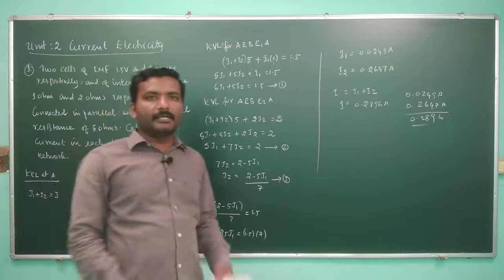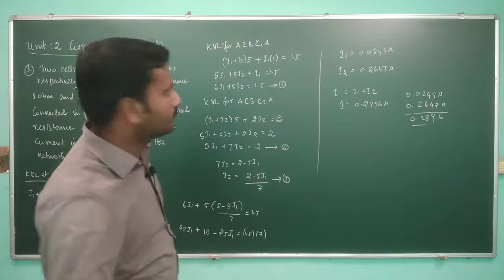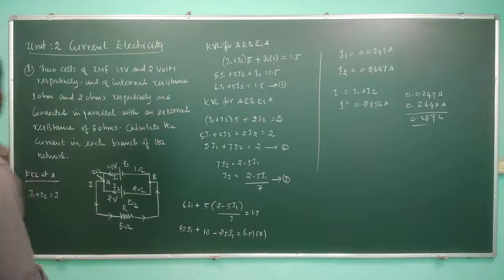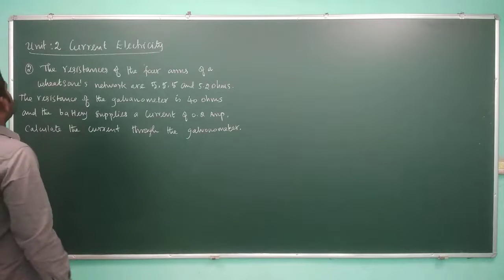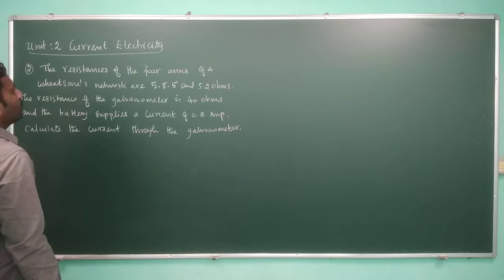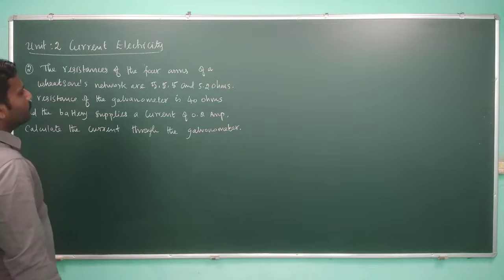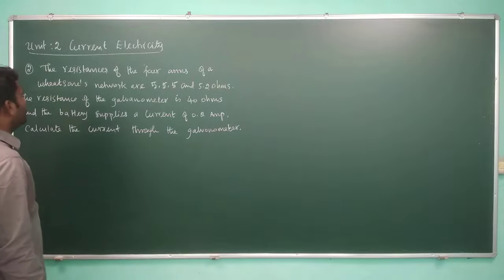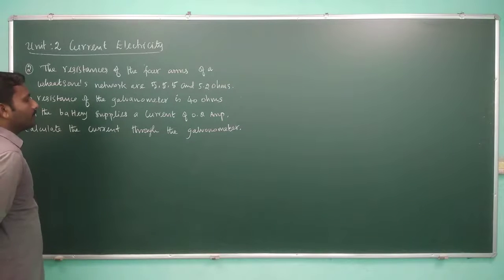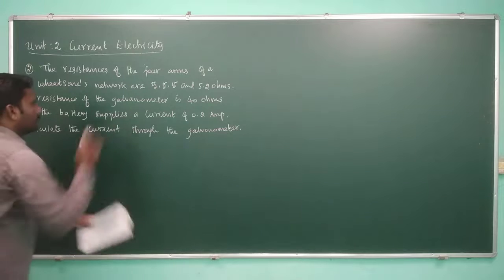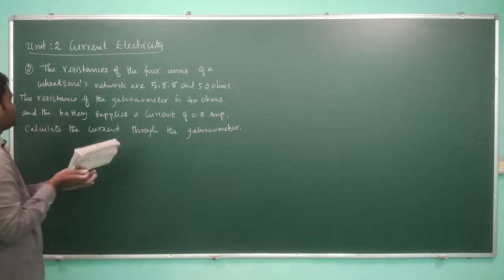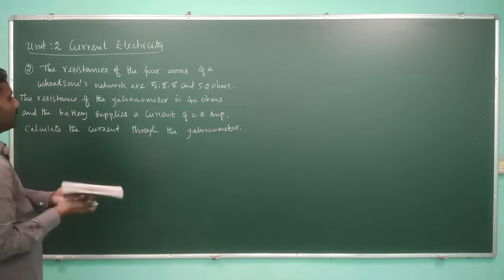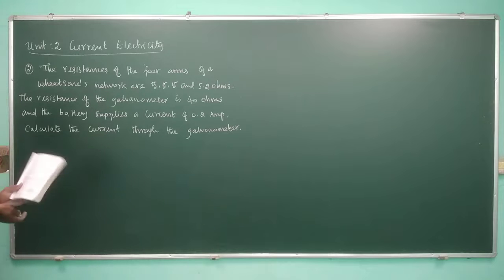Another example related to the Wheatstone bridge. Second problem: the resistances of the four arms of a Wheatstone network are 5, 5, 5 and 5.2 ohms. The resistance of the galvanometer is 40 ohms and the battery supplies a current of 0.2 amp. Then calculate the current through the galvanometer.